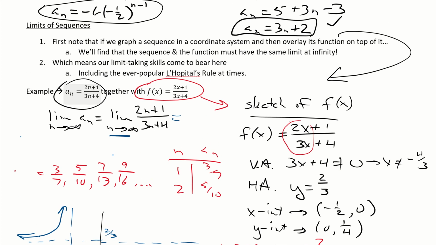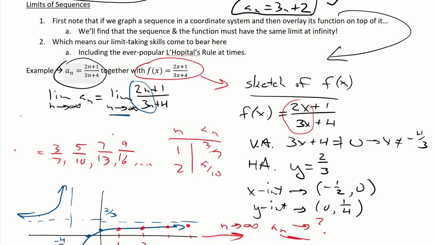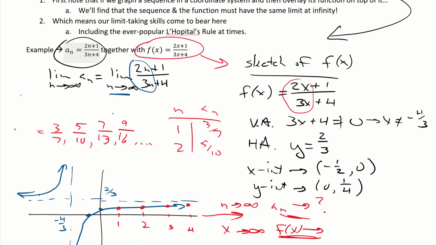So as n goes to infinity, you know what that is? That's like the horizontal asymptote. I do it really quickly. The answer is 2/3. You can see it in the picture right here. The sequence values are heading towards 2/3.